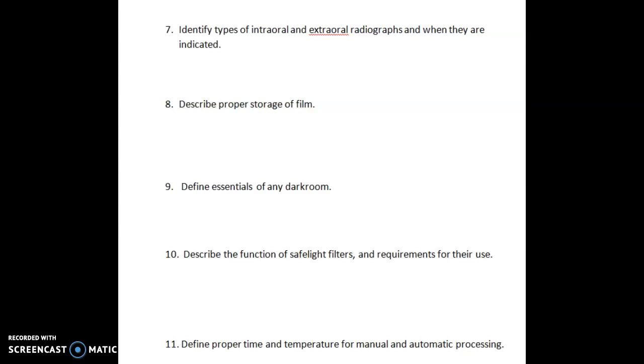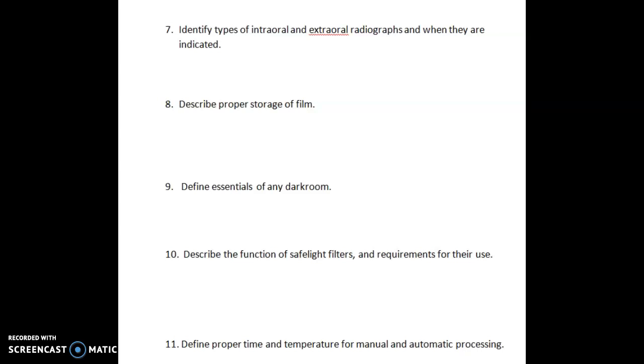Even a Safelite, that's kind of a misnomer. Even the Safelite will expose your film if it's open too long. So you need 4 feet away, and you need to work kind of quickly to get those films into the processor once they've been opened.